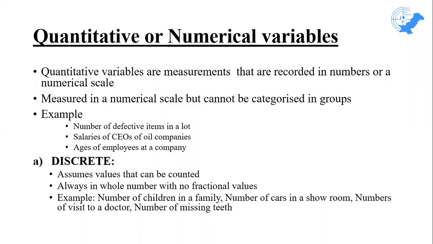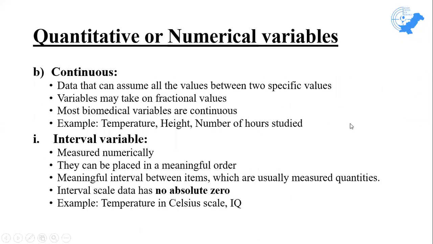Then moving towards the second category, that is continuous variable, data that can assume all the values between two specific values. A variable may take on fractional values. Most biomedical variables are continuous. For example, temperature, that is 98.7 or 98.6. Height is also in fractional values, like 5.4 inches.